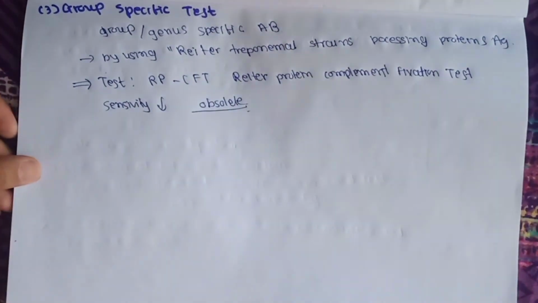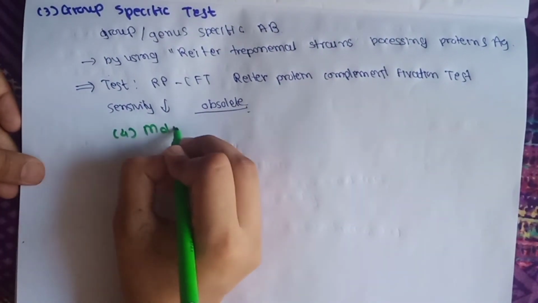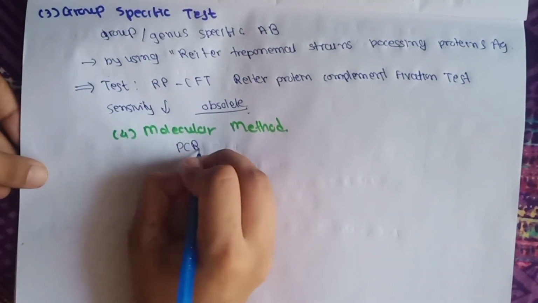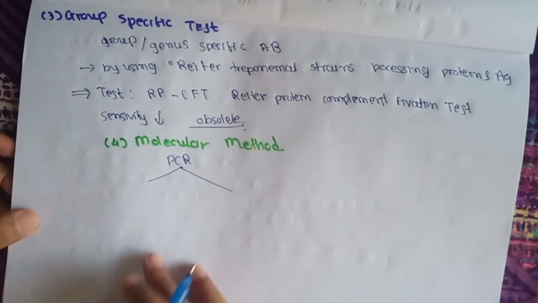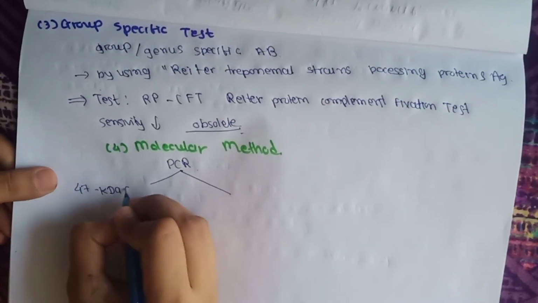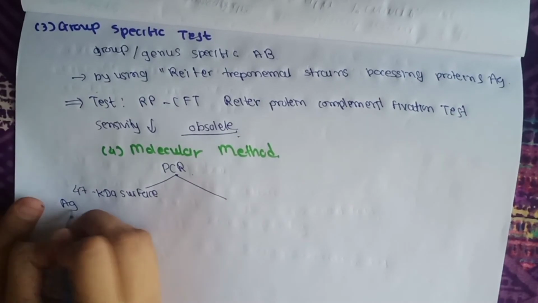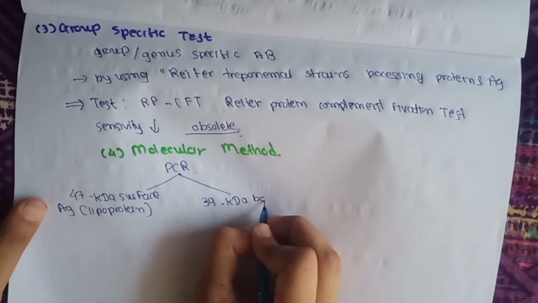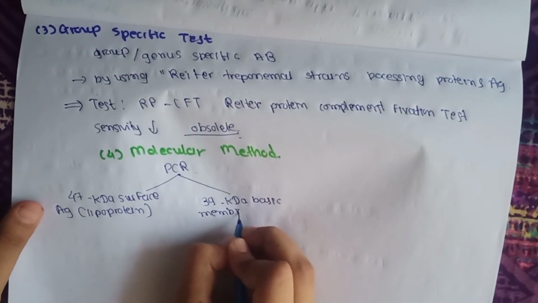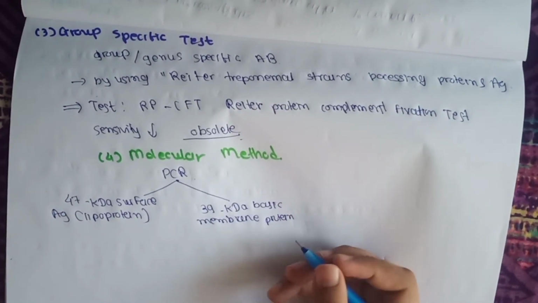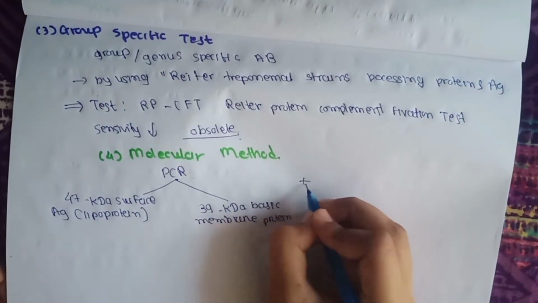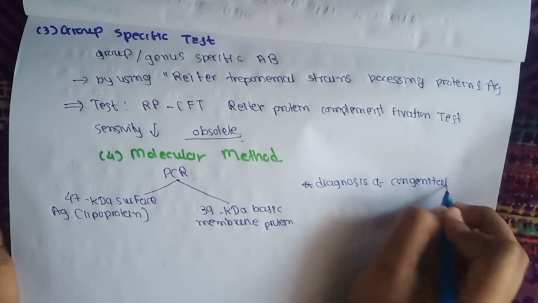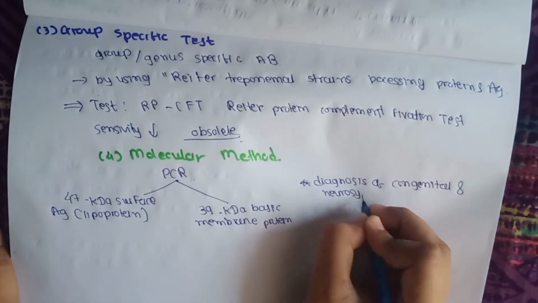Now the fourth method is the molecular method. Whenever it comes to molecular methods, PCR is always mentioned. We will detect the 47 kilodalton surface antigen lipoprotein and the 39 kilodalton basic membranous protein. This molecular method has paramount importance in the diagnosis of congenital syphilis and neurosyphilis.